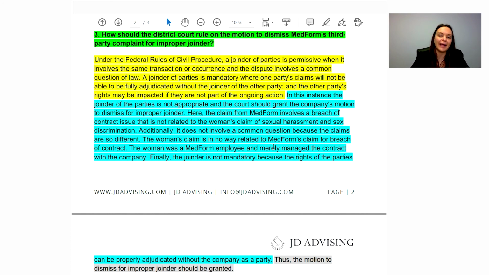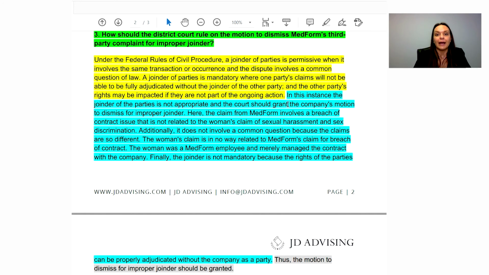Here, that's not what's going on. MedForm did not properly bring in the company. There's no facts leading us to believe that the company would be liable in the event that MedForm is liable. In fact, the fact pattern tells us that MedForm is suing the company for breach of contract. So no, this is not proper impleader or joinder.